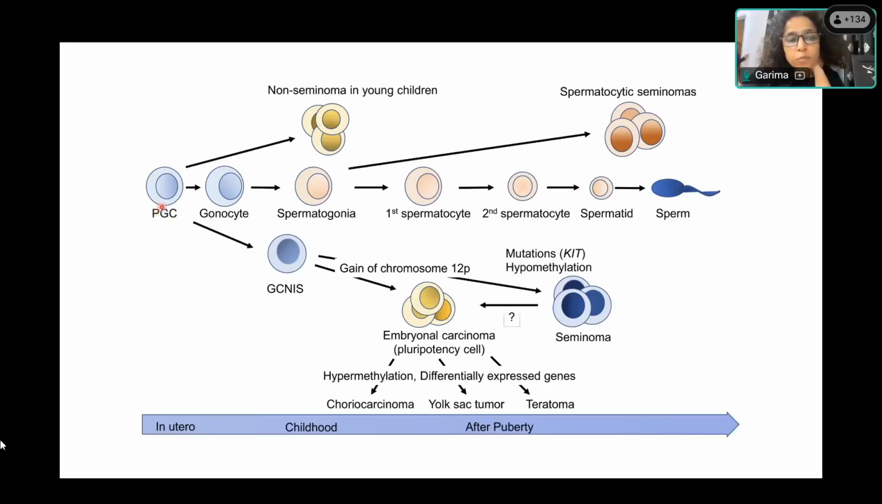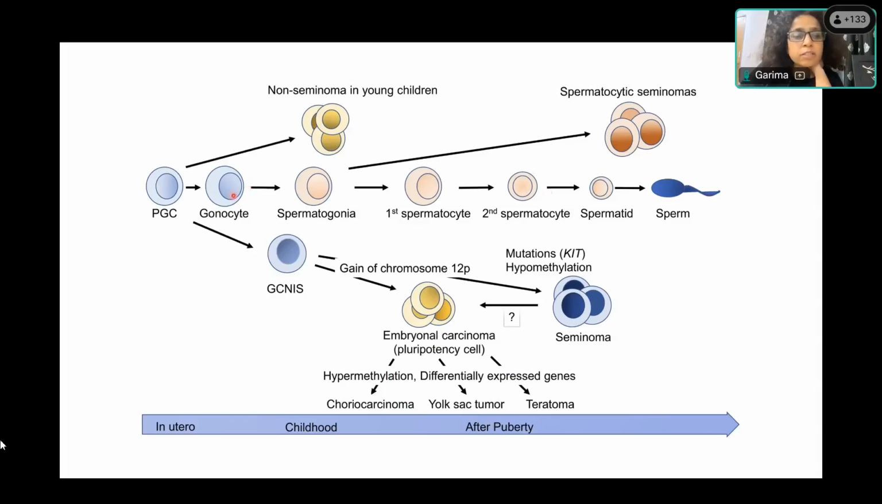So from pluripotent germ cells, there is formation of a germ cell neoplasia in situ, and when there is a gain of chromosome 12p, it can go in for a seminomatous tumor, or with this GCNIS can directly convert into an embryonal carcinoma, and after hypermethylation or differentially expressed genes, it can convert into choriocarcinoma, yolk sac tumor, or teratoma.